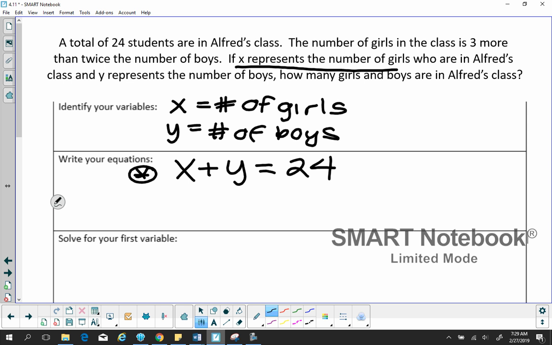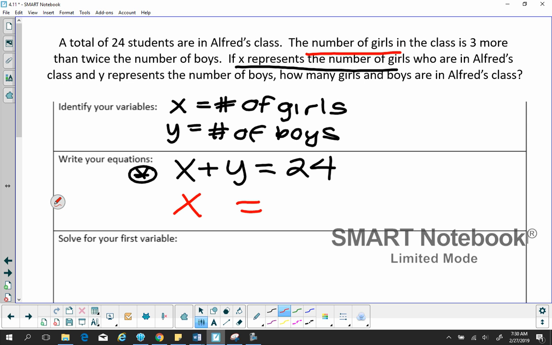Then they tell me another situation. They say the number of girls, so what letter am I using for girls? X, and is. Is means what sign? Equals. So as soon as you see that word is, equals. The girls in the class is 3 more. So if I have 3 more, what does that mean?